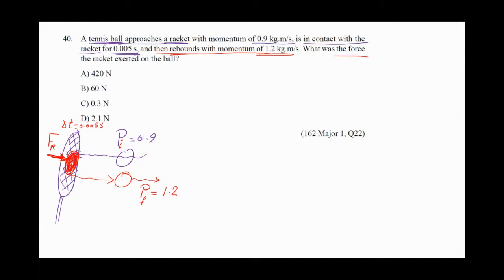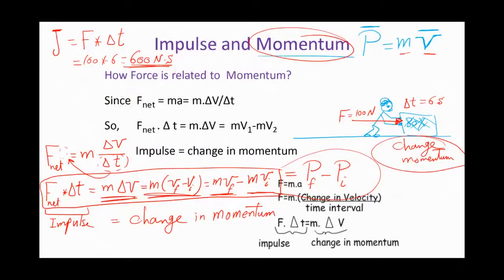What is the force exerted by the racket on the ball? Here I have the initial momentum, the final momentum, the time of the force, and he asks for the force. So this is impulse and momentum. How to solve it? The force of the racket times the time it is applied to the ball equals the change in momentum. So I would say P final minus P initial. The most important thing here is that you need to remember that momentum is a vector. Momentum is a vector, so it has direction.